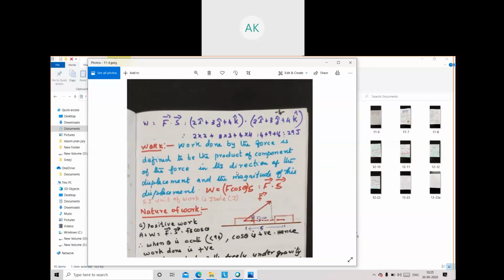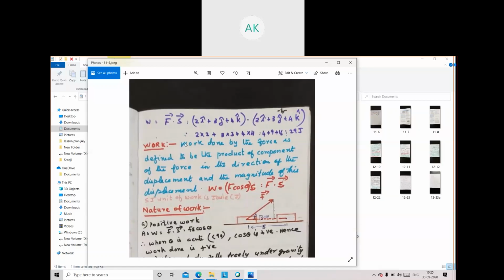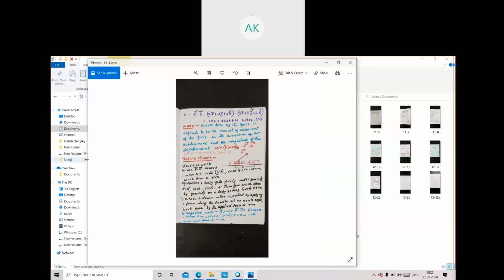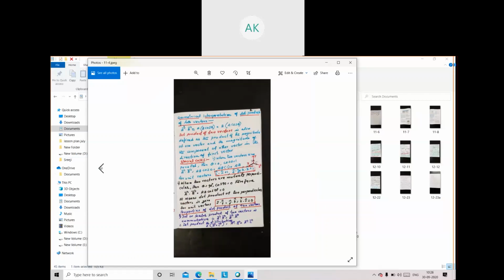Next one, work done. Work done is the dot product of two vectors. And before that, one page, page 3.